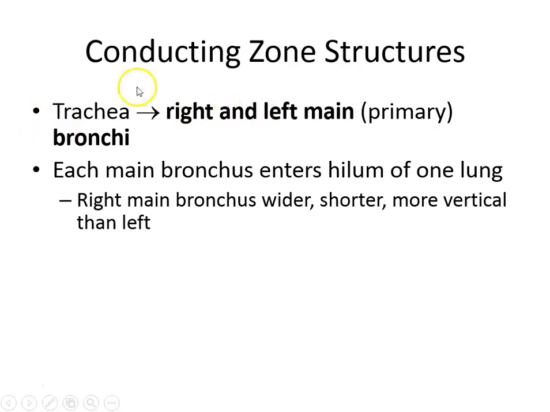So the first branch off of your trachea are the right and left primary bronchi. Each of those goes to a lung. The right to the right lung, the left to the left lung. Right? And they branch into the lung right at the hilum of the lung, and that's this indentation. You'll generally see hilums whenever you have structures entering and exiting organs.